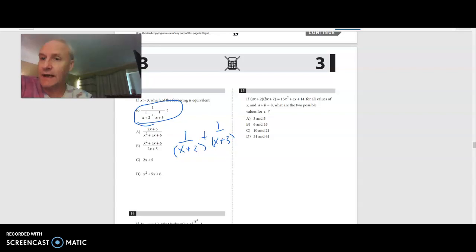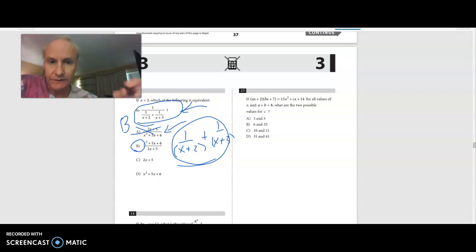The trick for adding unlike denominators in fractions is to cross multiply, and then multiply the denominators, which would have given us this. If I add x plus 2 and x plus 3, I get this, and this is that fraction right there. Well, I want the reciprocal because that's what this is asking for. So the reciprocal is B, not A.